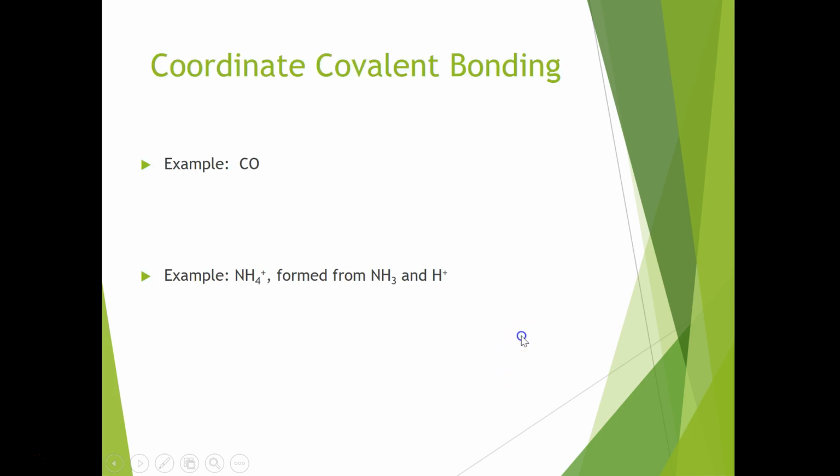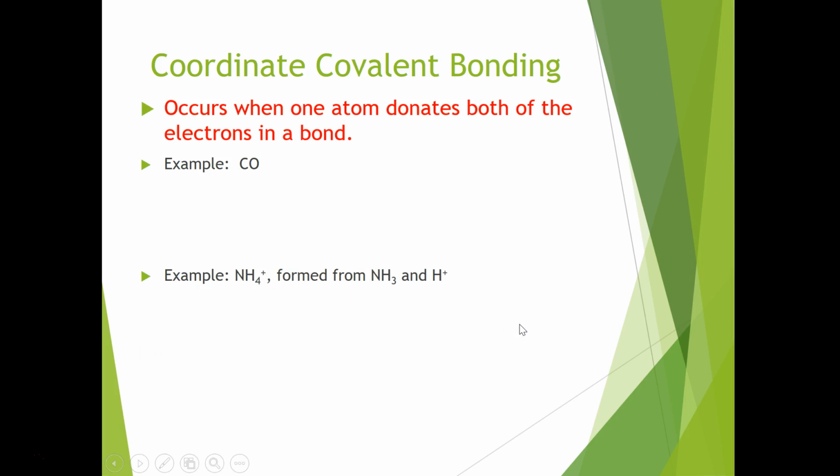All right, so coordinate covalent bonding is covalent bonding where one atom donates both of the electrons in a bond. A typical covalent bond is 1 electron from one atom and another electron from another atom shared. They each donate 1, but in a coordinate bond, 1 atom will donate both of the electrons. A classic example of that is carbon monoxide.